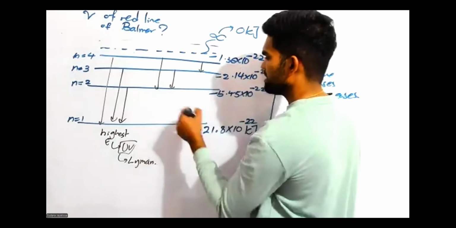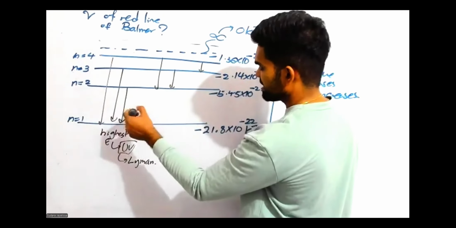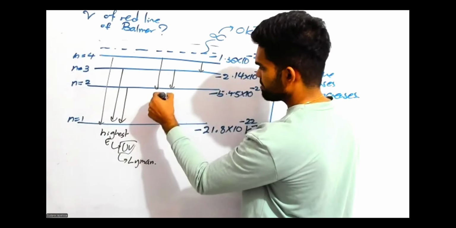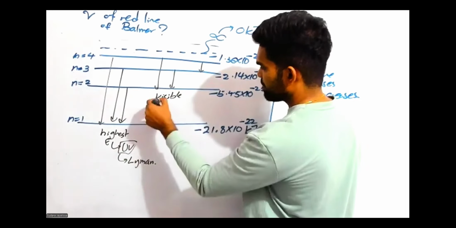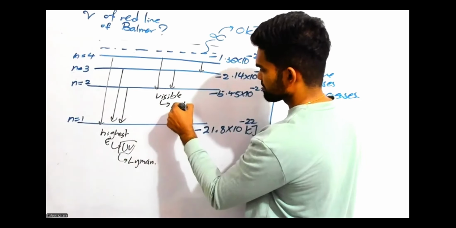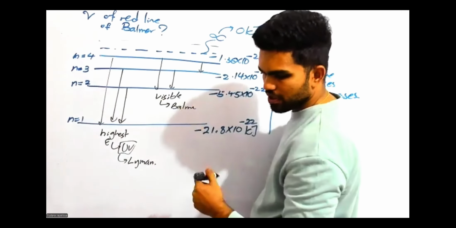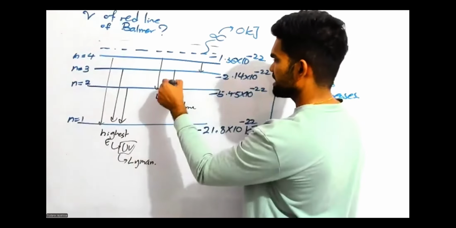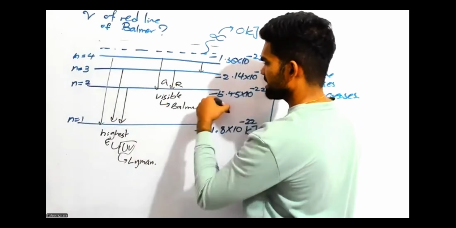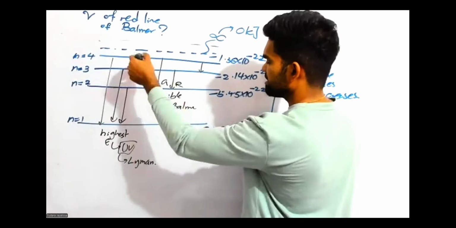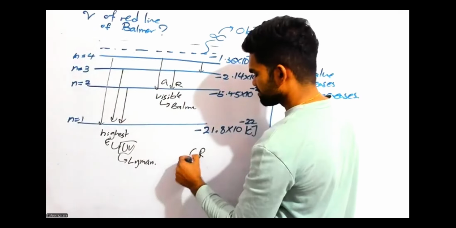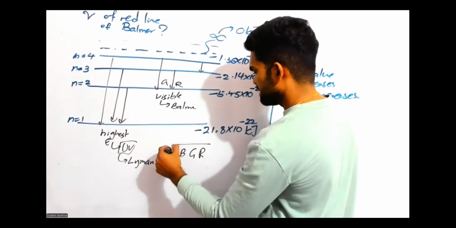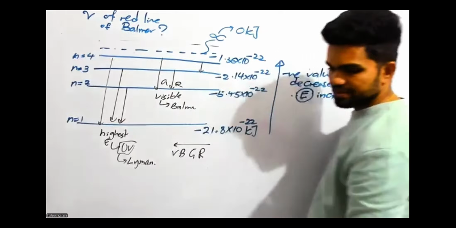This one has a kind of moderate energy and belongs to the visible region. The name of the series is Balmer. These lines are visible; only 4 lines in the Balmer series are visible. The first line is red, the second line is green, and the other lines follow: red, green, blue, violet, with energy increasing.